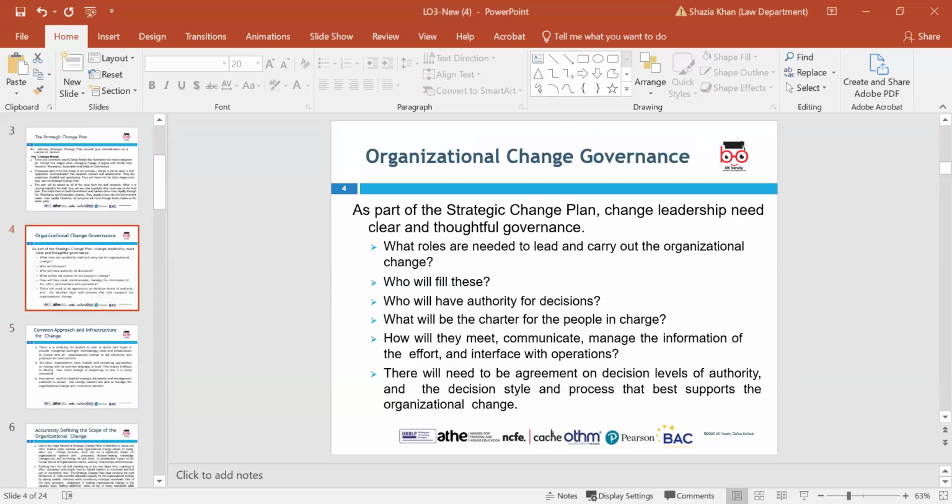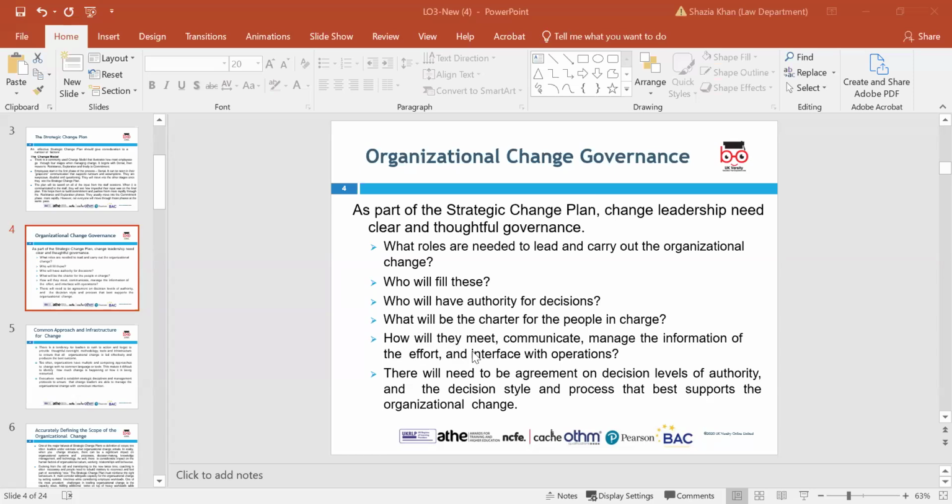Then we've got the organizational change governance. And this is mainly to focus on elements of changing leadership and it needs to be a clear governance. So excellent change governance ensures we're focusing on maximum value from any change initiatives. So we're looking at things like, what roles are needed to lead and carry out the organizational change, who will fill these roles, who will have authority for the decisions, who will be the charter for the people in charge, so who will be speaking on behalf of the people that are in charge as well, what changes are they going to make, so they need to be clear on that.